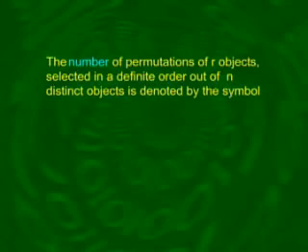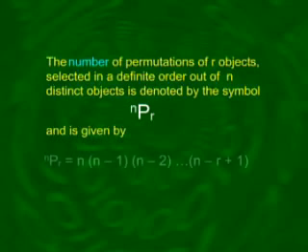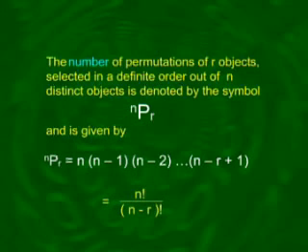The number of permutations of r objects selected in a definite order out of n distinct objects is denoted by the symbol nPr, and it is given by n into n minus 1 into n minus 2 and so on up to n minus r plus 1. In short, we can say that nPr is equal to n factorial over n minus r factorial.